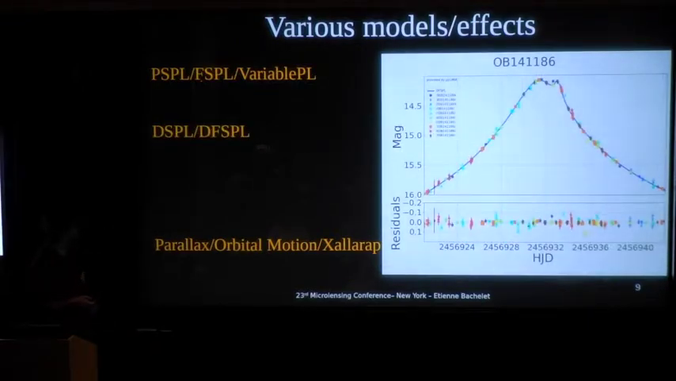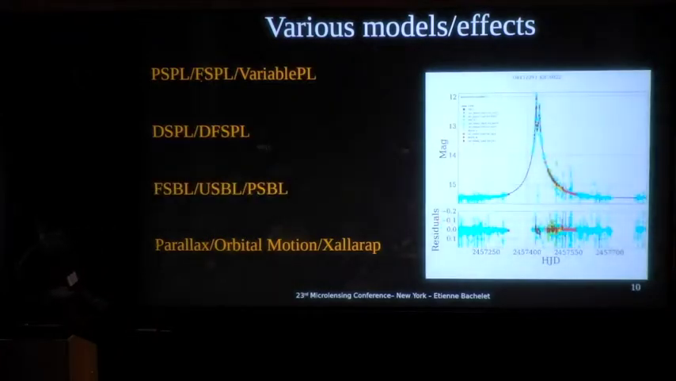You can also have double source point lens and double finite source point lens, which seems to be important according to Martin's talk on Monday. So this is the same event. And of course, we implement limb darkening, binary lens, uniform binary lens, and point source binary lens, which can be enough if you have a very strong binary deviation.